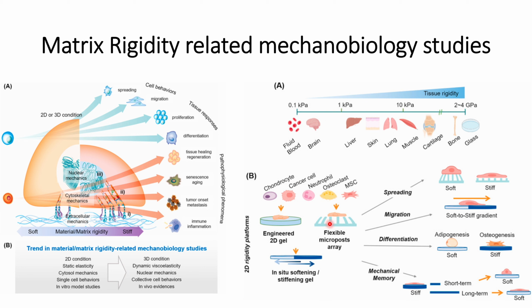And how these studies are carried out in the 2D engineered model is that we can culture the cells at the center of this petri dish and then observe the migrations or metastasis. After some days, cells will migrate from this center to the periphery of the petri dish, and these are the cells which are commonly used, such as chondrocytes, cancer cells, neutrophils, osteoclasts, and MSCs or mesenchymal stem cells.